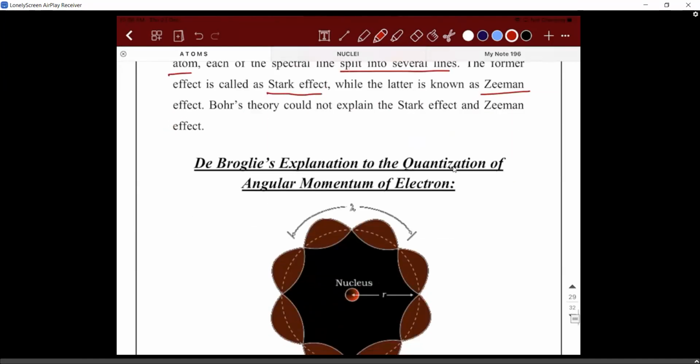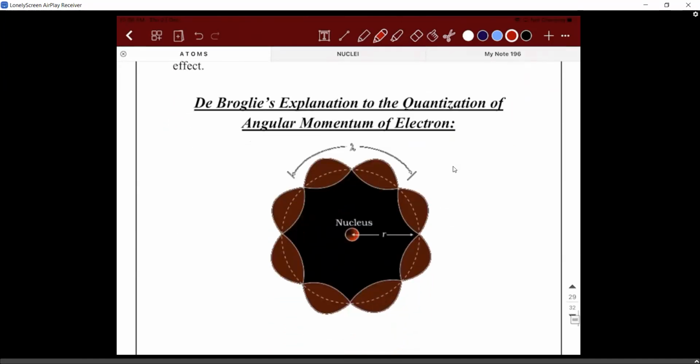The last concept of this chapter is pronounced de Broglie. So, de Broglie's explanation for the quantization of angular momentum of the electron. What is the concept? Sorry, Bohr's quantization condition: angular momentum mvr is equal to nh divided by 2 pi, right? So here, the de Broglie concept supported the concept of angular momentum.